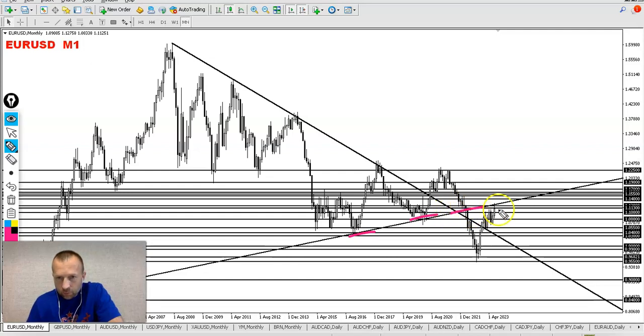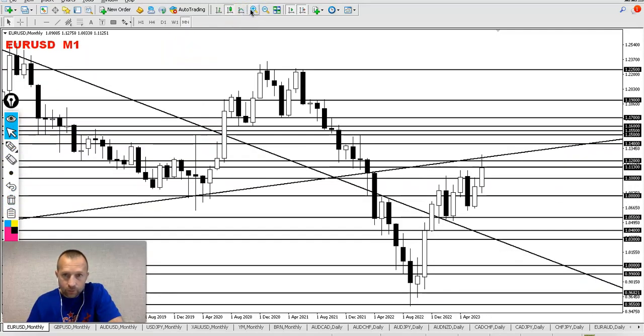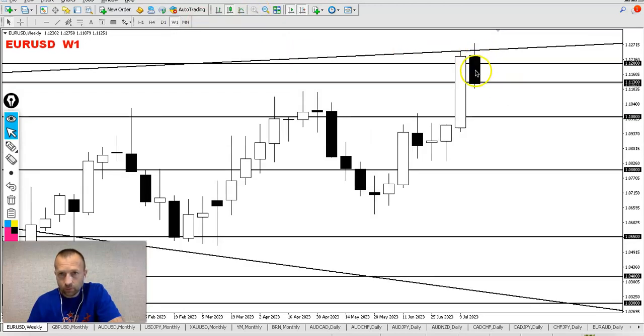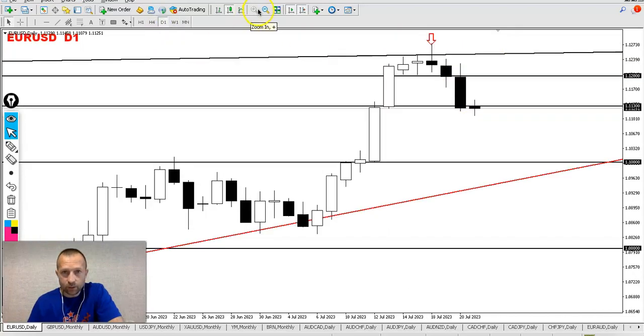Now after we broke this trend line, we broke it here, and in this correction we just reached this trend line, and it's a crucial one. You can see we now see some weakness on the pair. On the weekly time frame it's more visible, more obvious. You can see we finished last week on a bearish tone. It's not good, and on the daily as well.